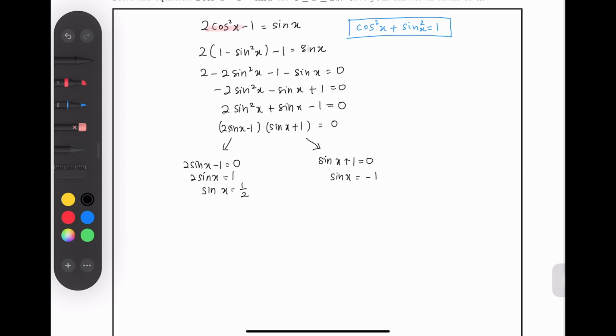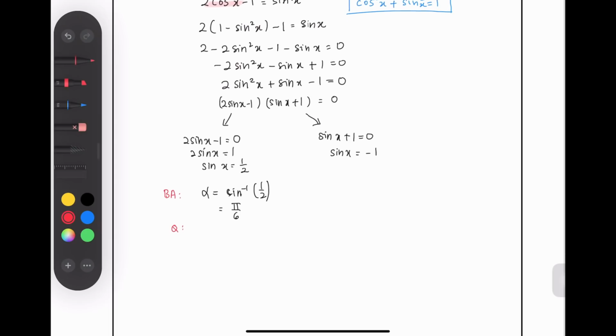Next, we have to follow the 4 rules, which is BAR, basic angle. The first one is B, basic angle. So alpha is arc sine 1 over 2. And the answer is pi over 6. Next step is Q for quadrant. So sine positive is in the first and second quadrant. So this is pi over 6 and pi over 6.